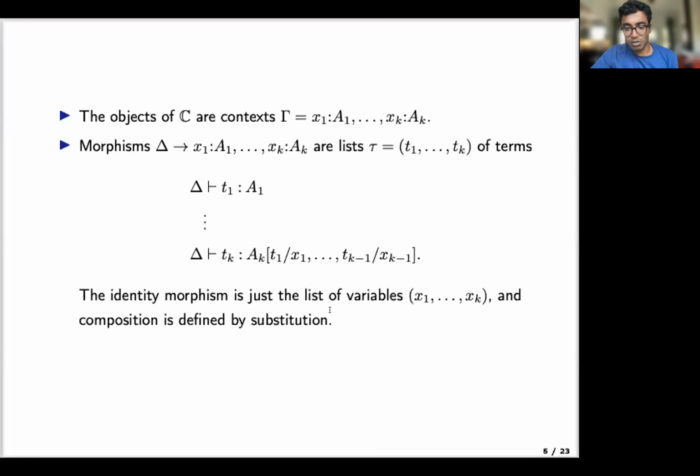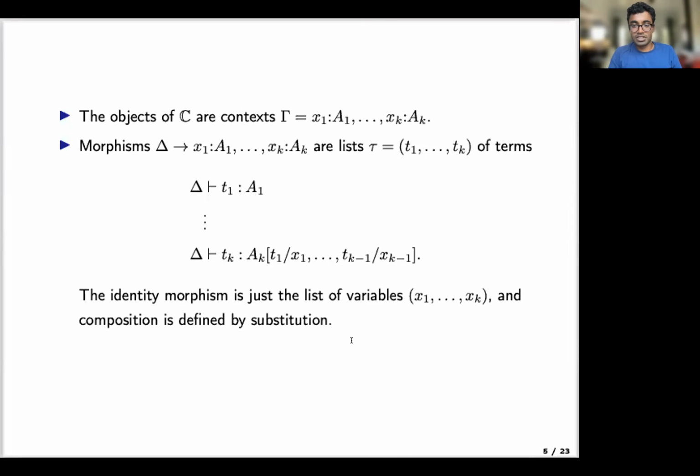Then the identity morphism is just the list of variables x1 to xk. So that's the identity morphism on the context x1 of type A1 to xk of type Ak. And composition is defined by substitution. So maybe I'll ask a question. Is this clear at this point what this means?